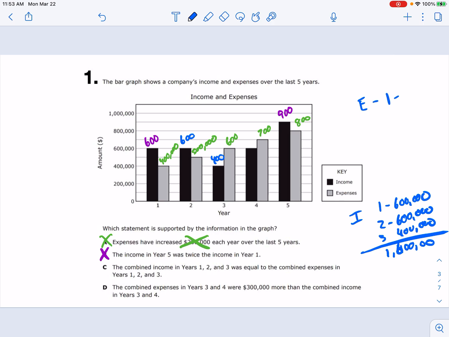And then if we want to find the expenses for years 1, 2, and 3, okay, year 1 was 400,000. Year 2 was 500,000. In year 3 was 600,000. And that gets us a total of 1,500,000. Okay, so they are not equal. So answer C is not correct.